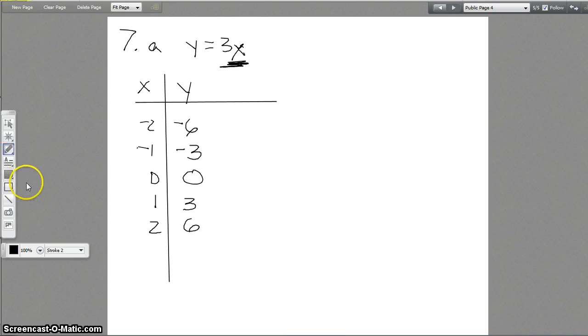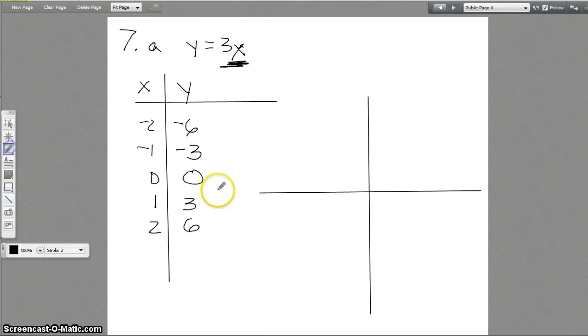Okay, now what we're going to do is graph this, and this is going to be just the best I can do. At least I have a nice line drawing tool. So I'm going to draw my axes, and now I've got to put on my scale. 1, 2, 3, 4, 5, 6. 1, 2, 3, 4, 5, 6. 1, 2, 1, 2. Okay, so here we have our x-axis and our y-axis.